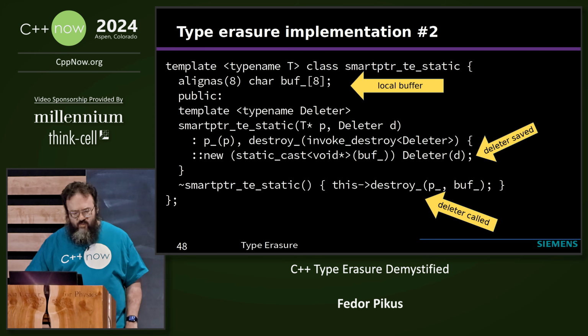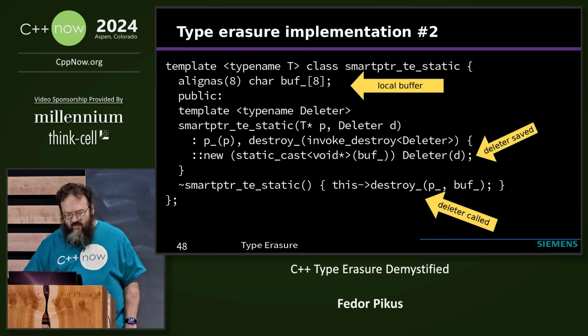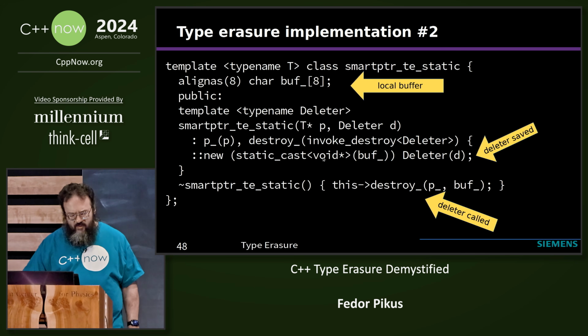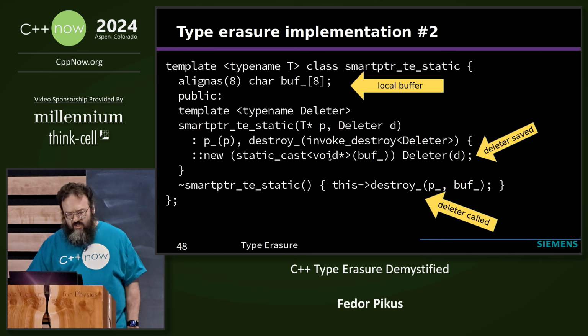I can do the same thing with the local buffer optimization if I want. If I need to save the state of the deleter, I can use a dynamic allocation, or I can do local buffer optimization and copy the deleter in there. Whatever I want to do, I'm going to use local buffer optimization in this example. But if you want, dynamic allocation works the same way.